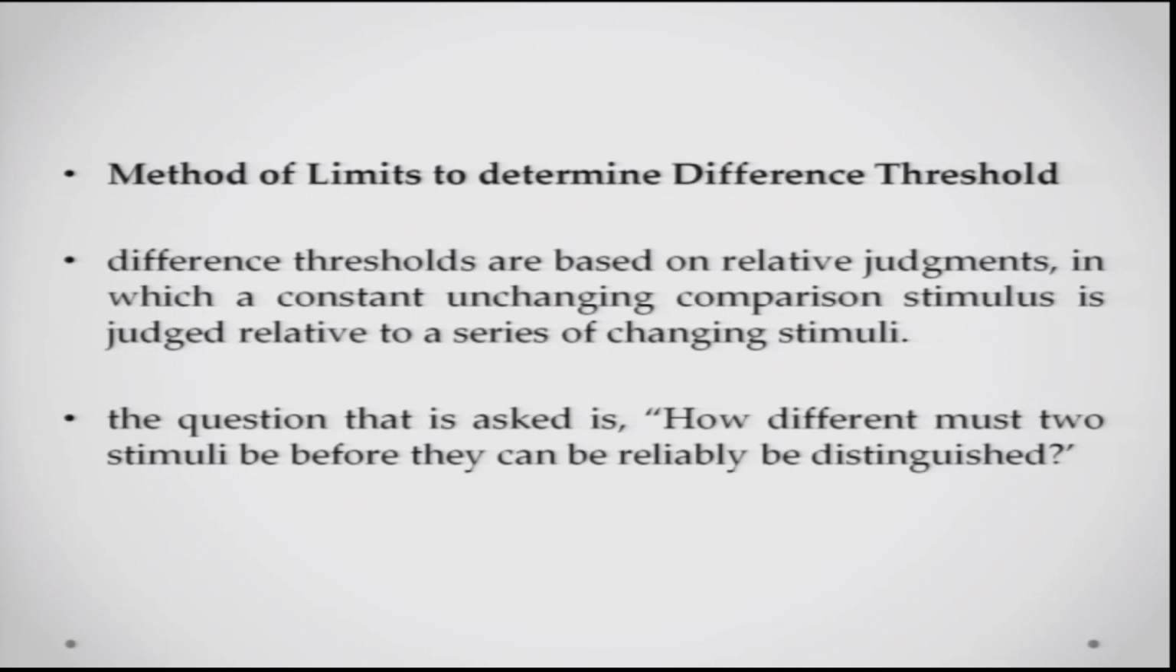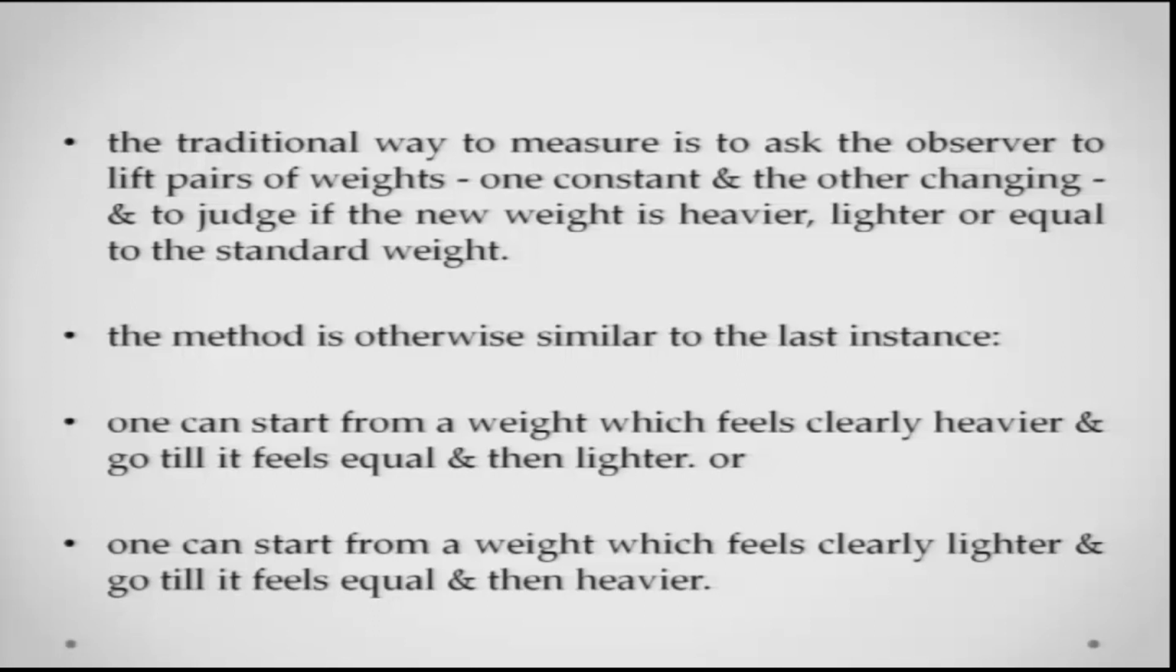The question that is asked is, how different must the two stimuli be before they can be reliably distinguished? The traditional way is to ask the observer to lift pairs of weights, where one is constant and the other is changing, and to judge if the new weight is heavier or lighter. The method is otherwise similar to the method of limits.